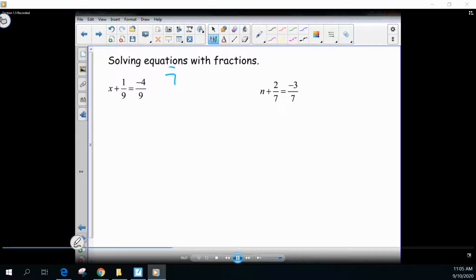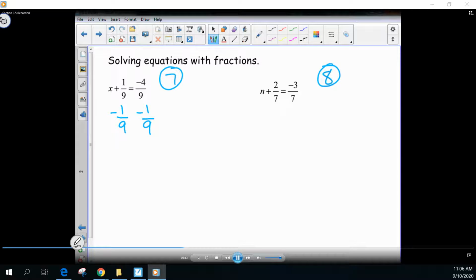Okay, number 7 and 8. Now we're going to start working with some fractions again. So I have x plus 1/9 equals negative 4/9. So I need to do the inverse operation to get x by itself. I need to subtract 1/9 from both sides.